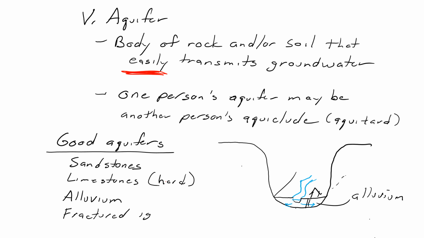Other good aquifers are fractured igneous and metamorphic rock. Typically, these two rock types have really low porosity and really terrible permeability. But if you're in a mountain building area where it's all broken up, there can be some really nice pathways for water to flow.